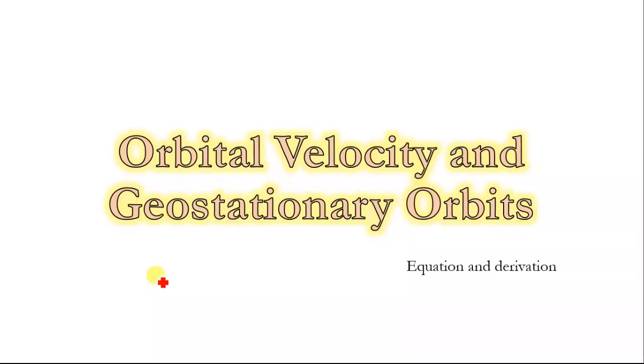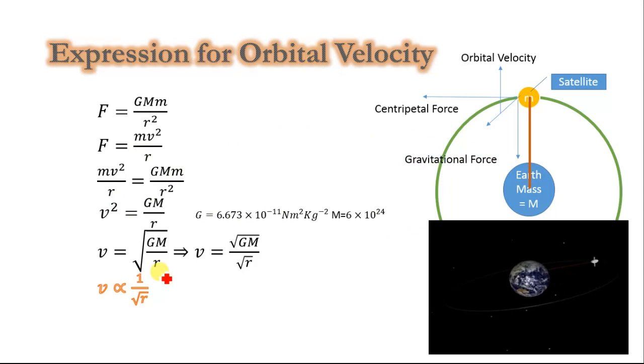In today's lecture, we will learn about orbital velocity and geostationary orbits. We will derive the equations that relate the velocity of a geostationary satellite with its radius. First, we deal with the expression for orbital velocity.